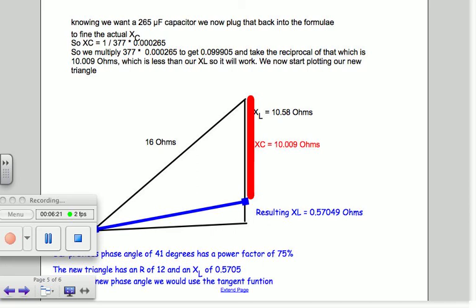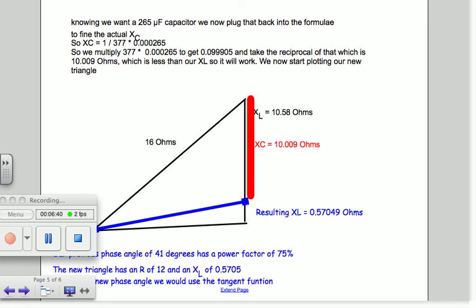Now I want you to notice that the black here is our original inductive reactance. That's from the bottom to the top of the black line. Our X sub C is this red line coming back down here that subtracts our 10.009 ohms, and the resulting leftover X sub L that we're left with is 0.57049 ohms.